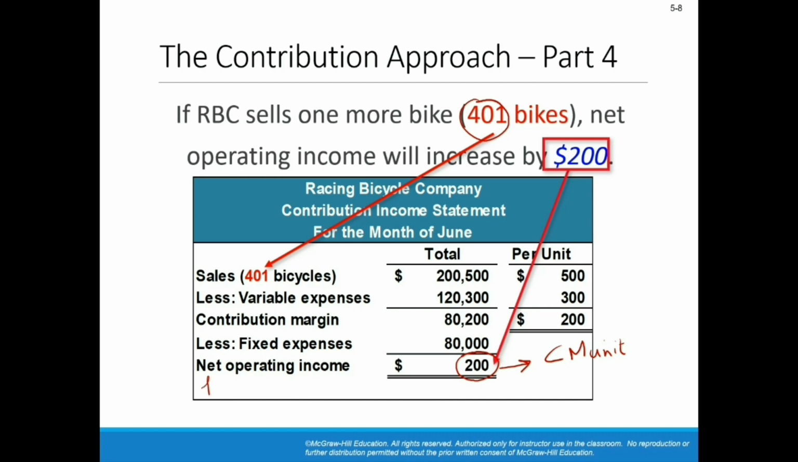So for each additional bike you sell, net operating income will increase by unit CM, or CM unit. Okay, this is important for further analysis.